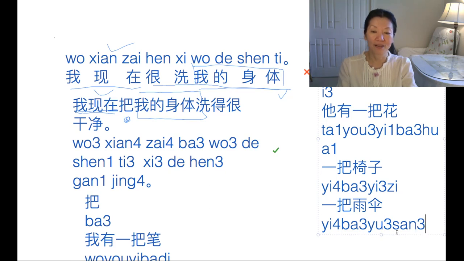一把雨伞. Okay, 一把雨伞. Here, 雨伞, umbrella, you can handle, right? The chair, somewhere you want to take the chair, you can handle. They say 一把椅子, okay? 他有一把花, or just say 一把花, okay? 一把花, 花, you can keep, okay? 一把笔. Something you can keep.